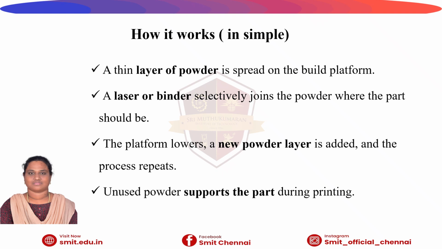Next one, how it works. So simply to say, the process starts by spreading a thin layer of powder evenly on the build platform. A laser is then used to selectively join the powder particles only in the areas that form the part. Once the layer is completed, the build platform moves downward. The fresh layer of powder is spread on the top and the joining process is repeated.